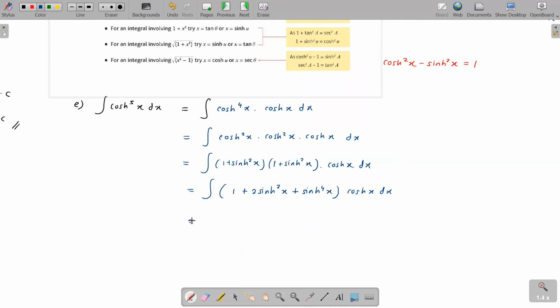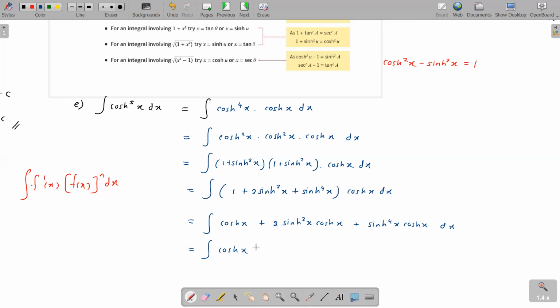My plan is to use f dash x fx to the power n. Look, the first term I get is cos x. The next one I get is minus 2 sine square x cos x. The next one I get is sine to the power 4x cos x. We can now integrate these using the rule f dash x fx to the power n. Cos x of course is directly integratable, we don't need to fix anything here.